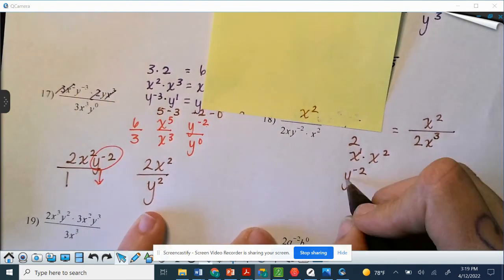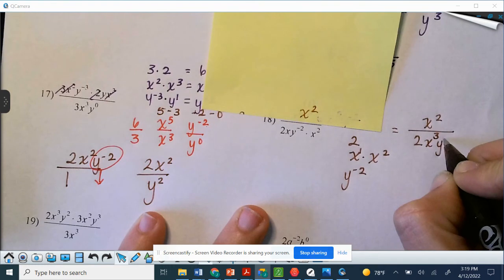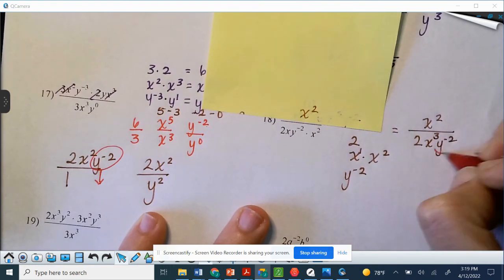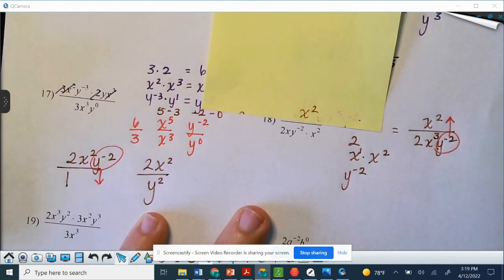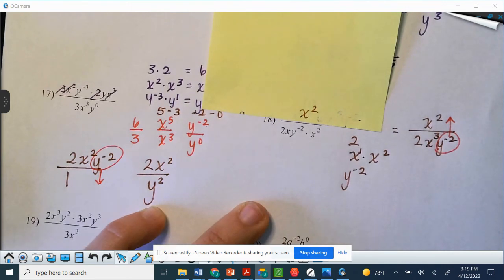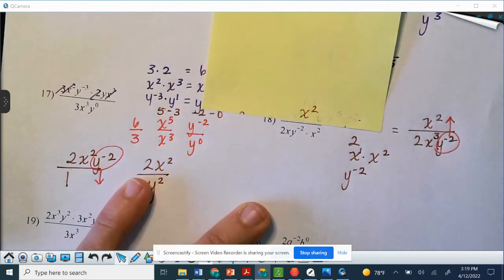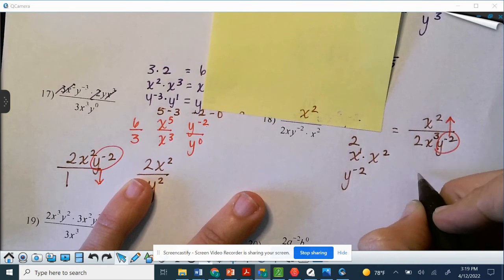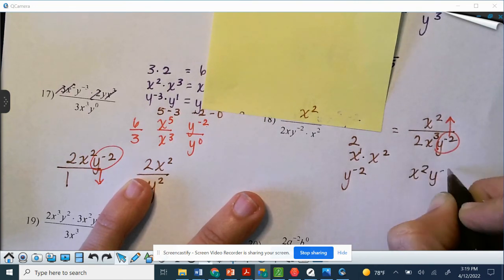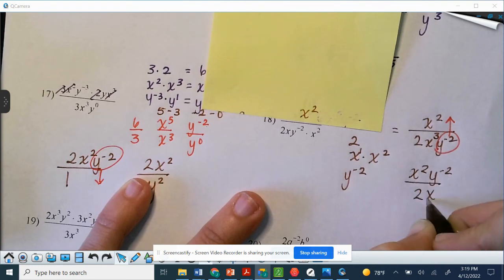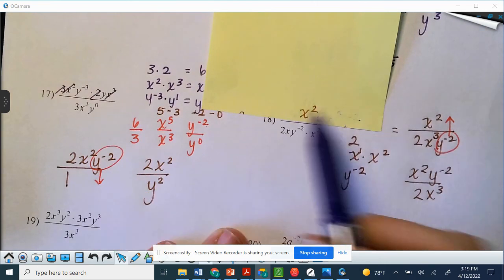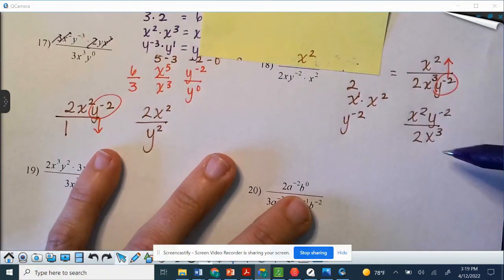Y negative 2 would also be on the bottom, but we don't want to leave him in the bottom because he's negative. So this is where I said if it was in the denominator, then he has to push to the numerator to become positive. So that's going to be your x squared y negative 2 over 2x cubed. Hopefully you know we're not done yet because now all we've done is cleaned up the bottom, cleaned up the top. Now we have to actually divide.